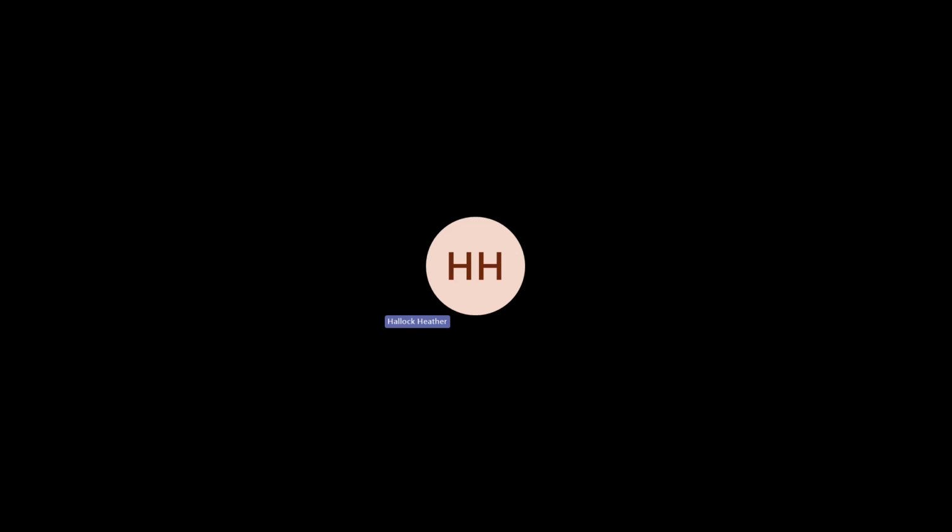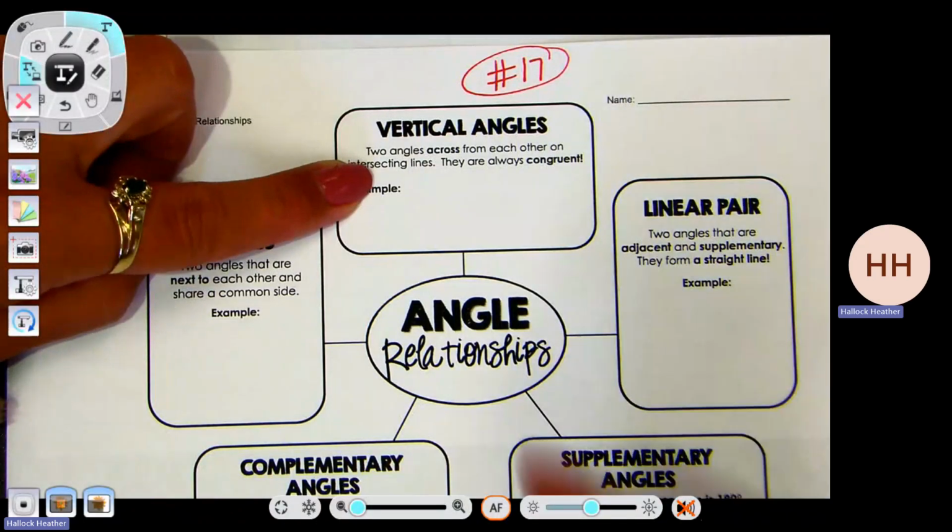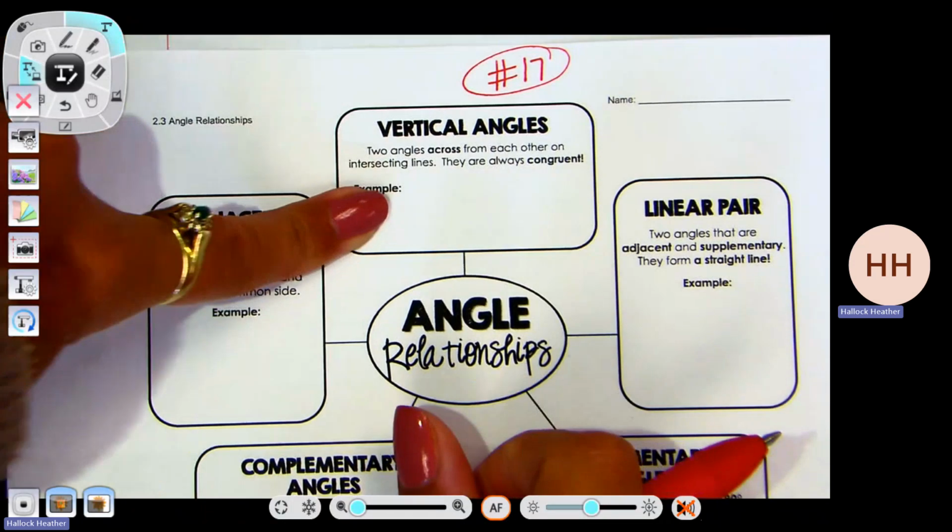All the time. If you want to read the words, you can read the words. I'm not going to read the words to you. We're going to draw a picture because when in doubt, draw it out. That way it's easier for you to recognize. Okay, so vertical angles are congruent to each other.